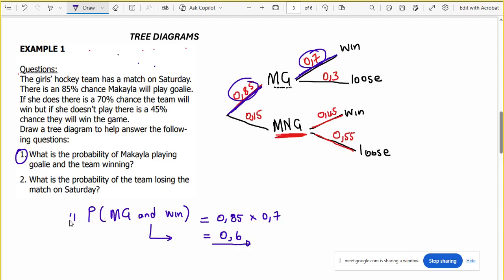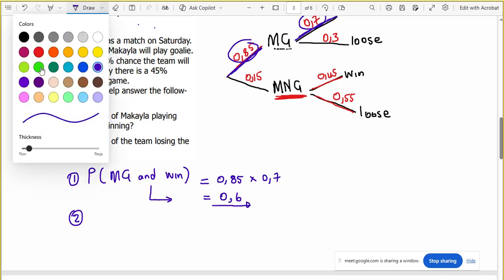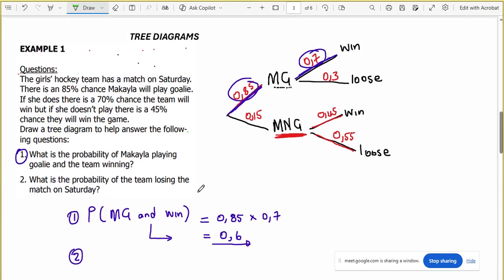That was the answer for the first one. So for the second one, what is the probability of the team losing the match on Saturday? You see now, they are changing the question. It doesn't matter if Michaela plays goalie or does not play goalie. We just need the probability of losing. You understand? Yes, sir.